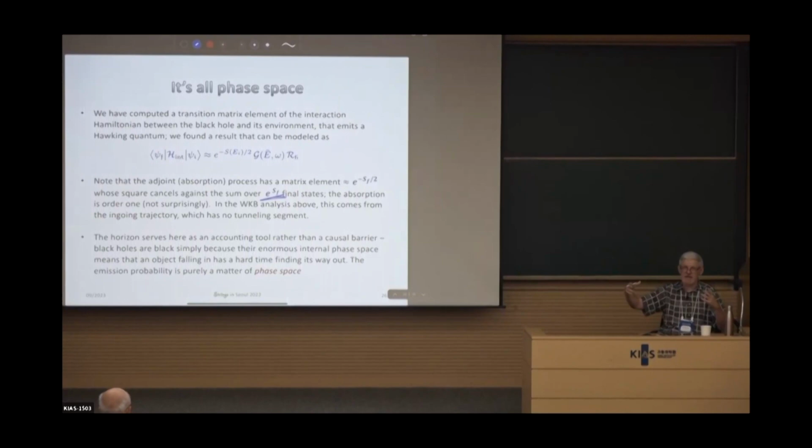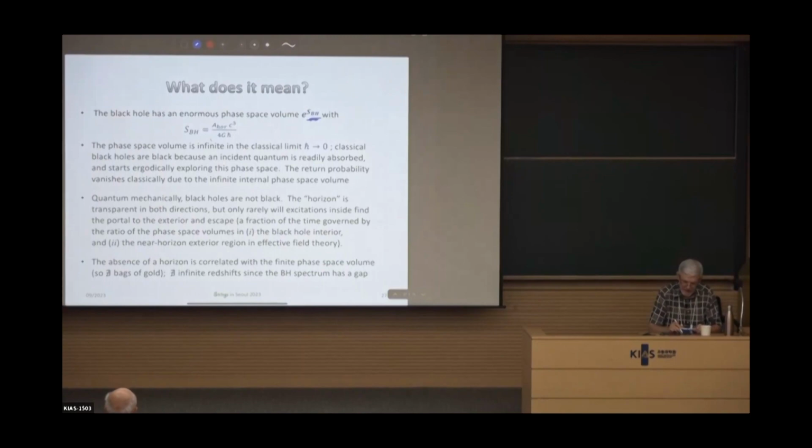There's nothing other than that. And so black holes are black because there's an H-bar in all of these formulas, the area of the horizon over H-bar. And so the classical limit sends the density of states inside the black hole to infinite size. And so this ratio goes to zero. The temperature goes to zero because it's proportional to H-bar. And so in classical gravity, something falls into the black hole. It sees an infinite size phase space. It starts ergodically exploring it because it's a thermal system. And it's just happily sitting there saying, oh, there's still more phase space to explore, so let me go do that. And it never comes back out.